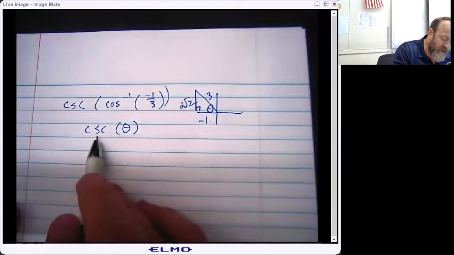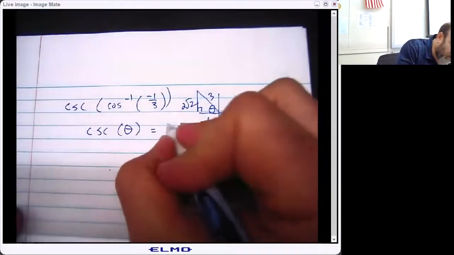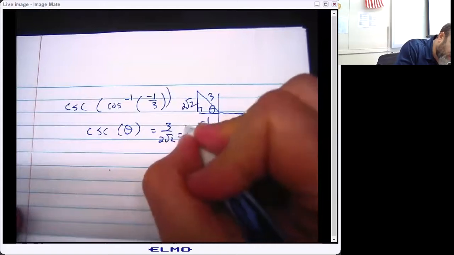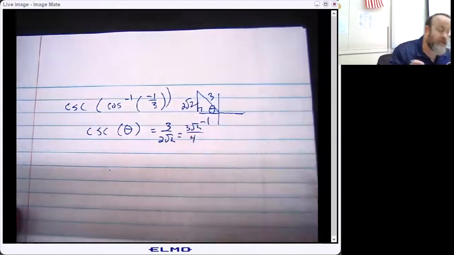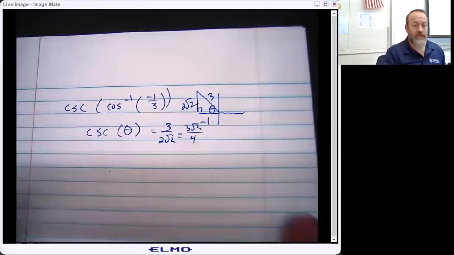So the cosecant is the reciprocal of sine, which is opposite over hypotenuse, so it'd be hypotenuse over opposite. And then I could multiply by root 2 on the top and the bottom, and I'd get 3 roots of 2 over 4. So that's kind of one of those ideas.